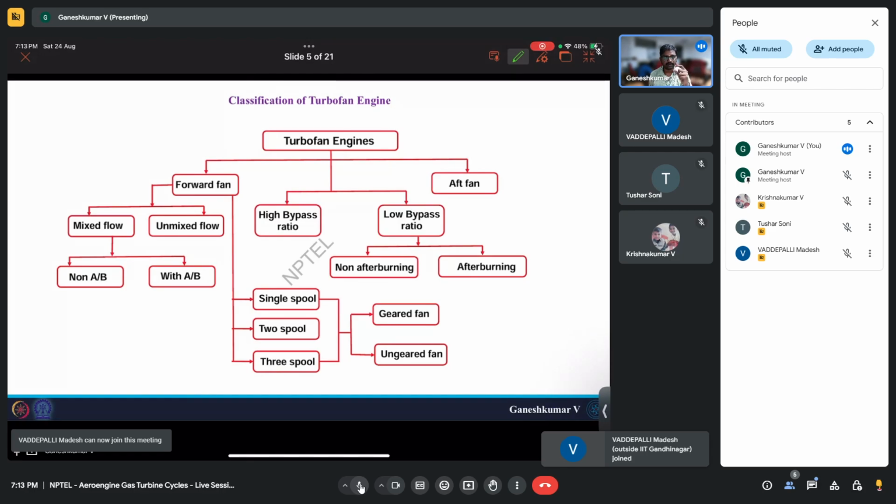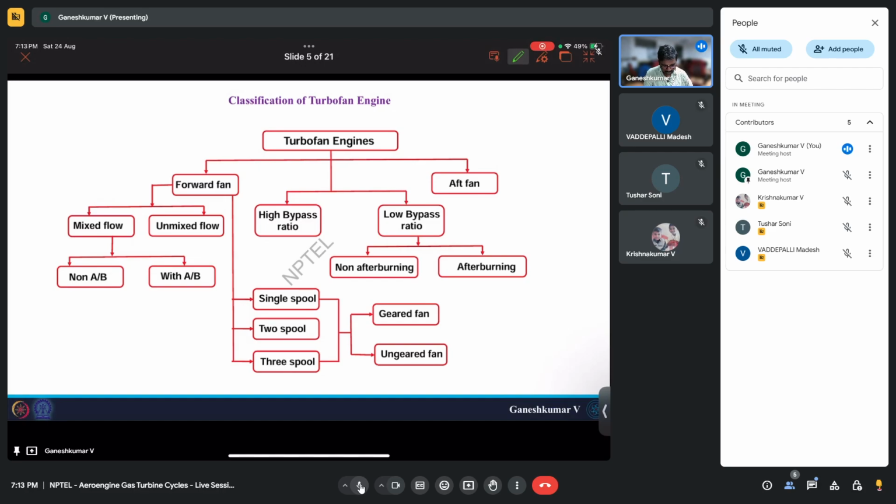That is the thing you need to understand. If you understand that, you'll be able to easily come up with your own designs, your own new technologies to model and design these kinds of turbofan engines.